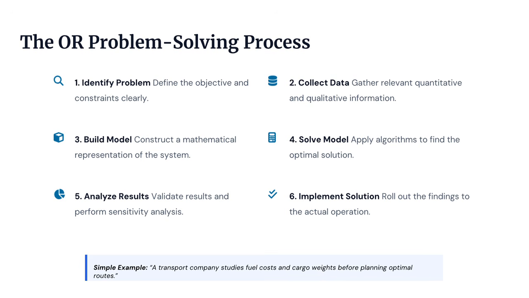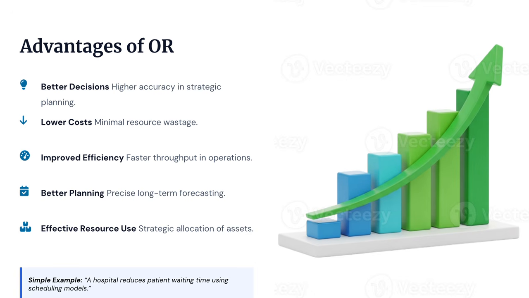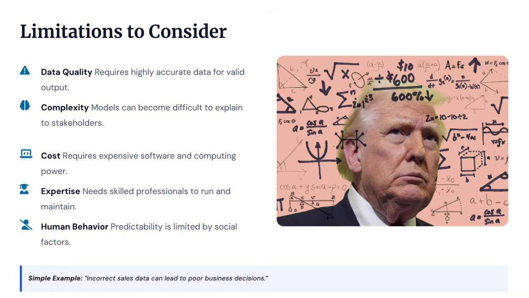If we talk about this process, let's look at the benefits. Operations research helps us get better decisions, lower cost, higher efficiency, and better planning. Imagine a hospital reducing patient waiting time. That's operations research making a real difference. If that's the case, is operations research perfect? The answer is no. Operations research has its own limitations. That is, it depends on accurate data, it can be complex, and sometimes it might be expensive.